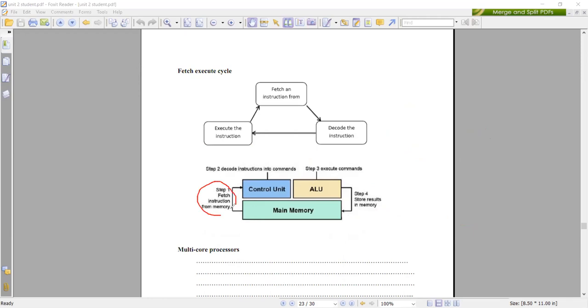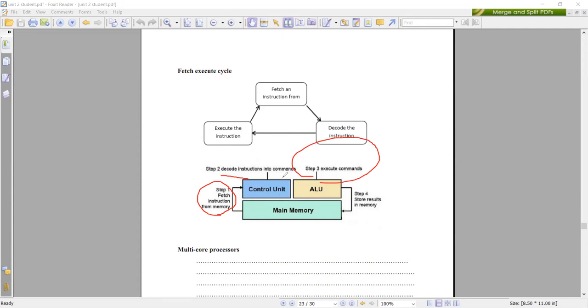Step one, fetch the instruction from the memory. It takes the first instruction from the memory, then it goes to the control unit. Inside the CPU you have three parts: control unit, ALU, and the registers. Decoding the instruction into commands is done by the control unit. So other than controlling devices, the control unit also does the decoding part.